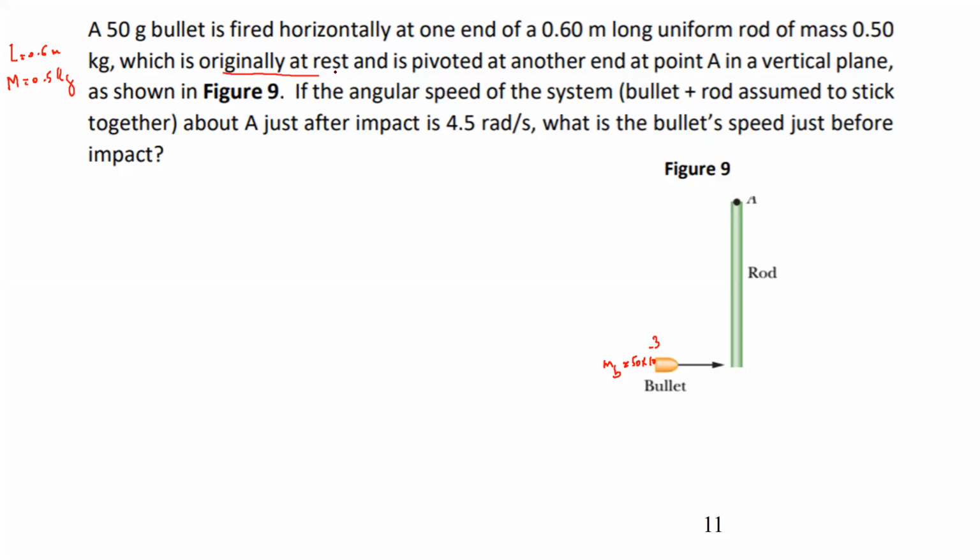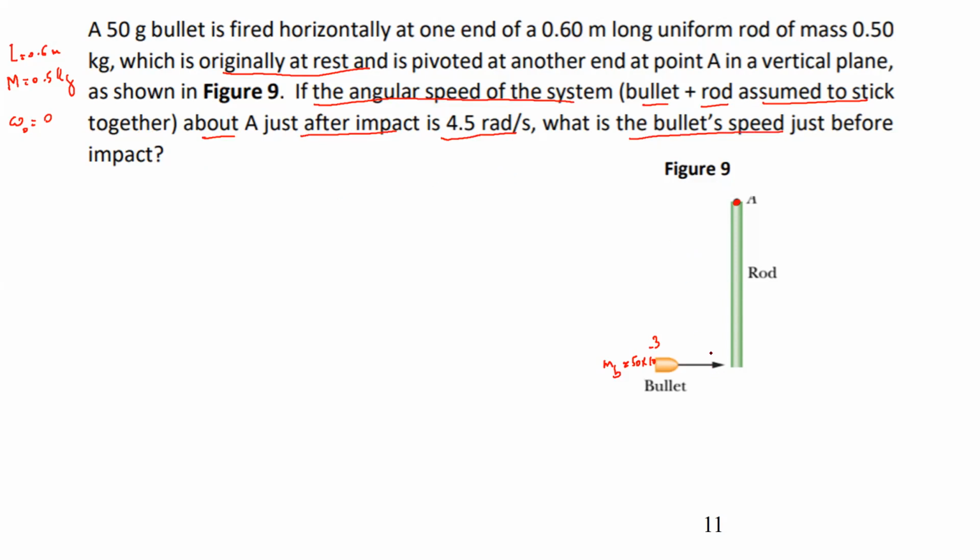And the rod is initially at rest. So omega initial of the rod is equal to 0. This rod can pivot about this end. The pivot point is at the edge, at the end of the rod, A. So the axis of rotation is pointing towards you, as shown in the figure below. Now, the question is, if the angular speed of the system, bullet plus rod, assumed to stick together after impact, about A, just after impact is 4.5 radian per second, what is the bullet speed just before impact?